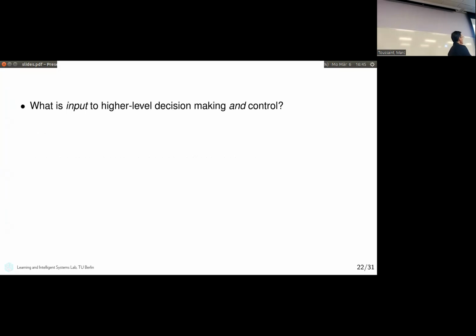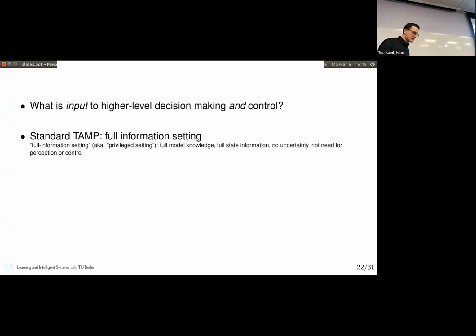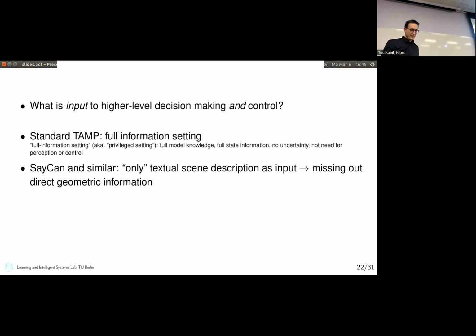The question is, what should be the input to this high-level decision-making and control? In the TAMP setting, in the planning setting, and also in what I've shown so far in the control setting, we assume the full information setting, which means that everything is known to the system. Some people also call this the privileged setting. So you have full model knowledge, shapes of everything, and full state information. There is no uncertainty. In our planning, we don't really account for uncertainty. For that reason, there's no need for perception, and actually also not for control, within that kind of full information abstraction. So that's what we assume in the TAMP setting.